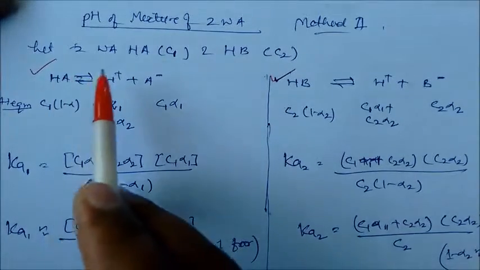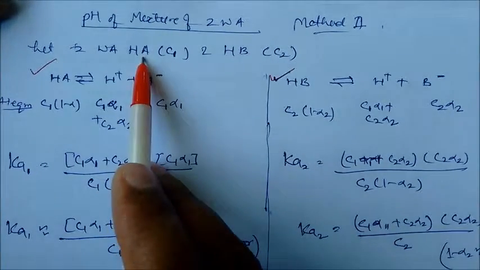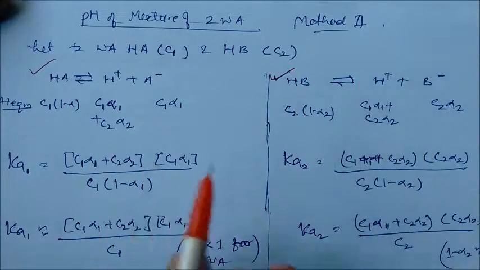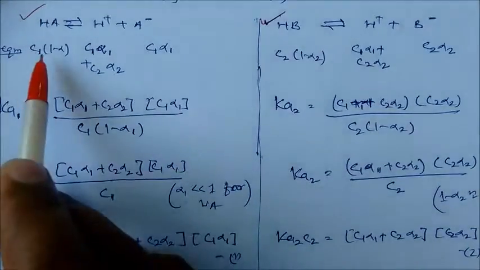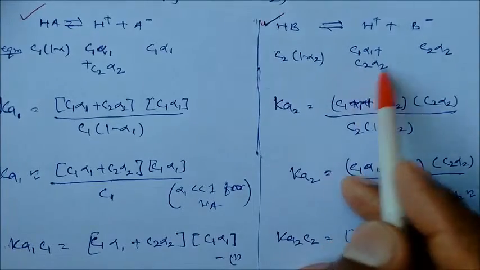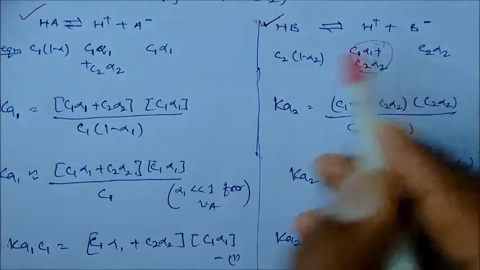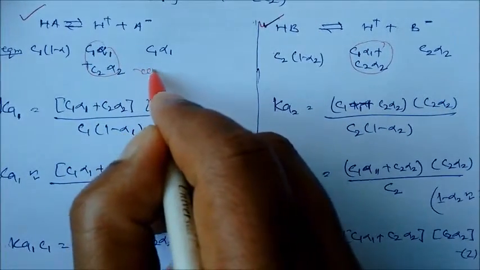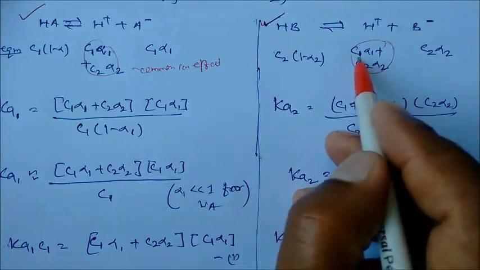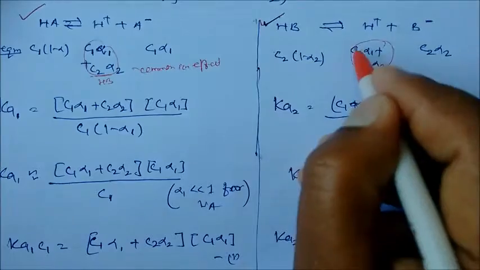But in this case, the two acids are HA and HB, with concentration C1 and concentration C2. So for this, alpha 1 will be different, and for this it will be alpha 2. Two acids HA and HB, you can write in here. So at equilibrium you can see here C1 alpha 1, C1 alpha 1, and C1 into 1 minus alpha 1. In this case, this will be your C2 alpha 2, C2 alpha 2 and C2 into 1 minus alpha 2. So due to the common ion effect, both will be added. So C1 alpha 1 will be added to C2 alpha 2, from HB. This is from HB and this is from HA.